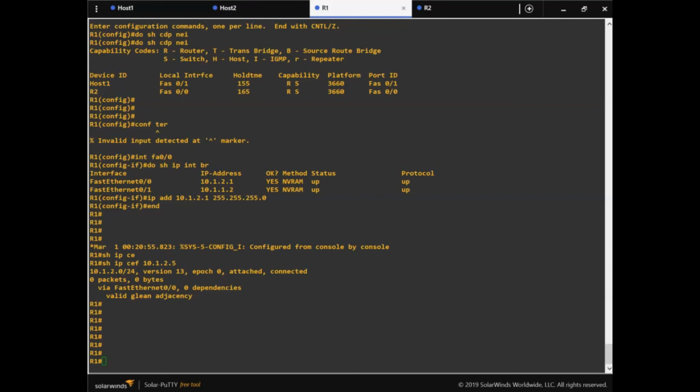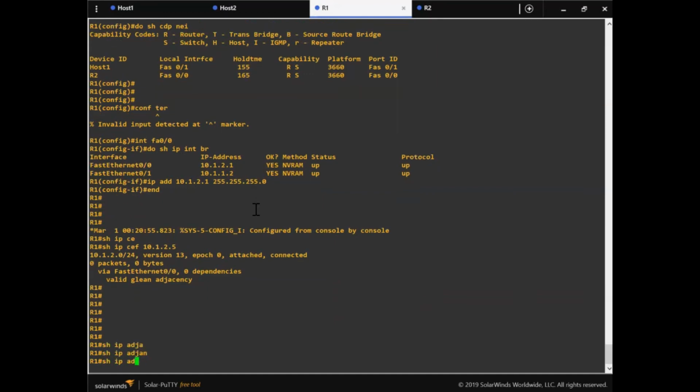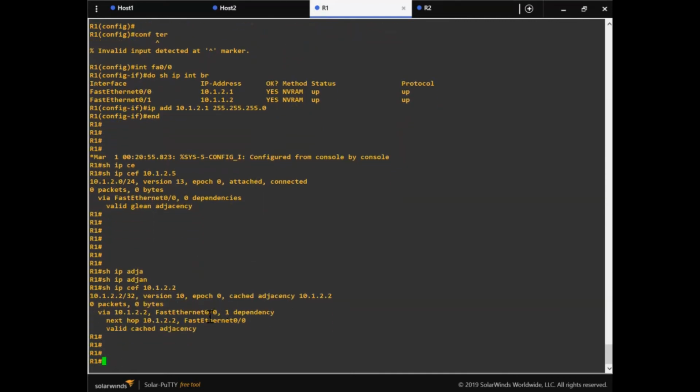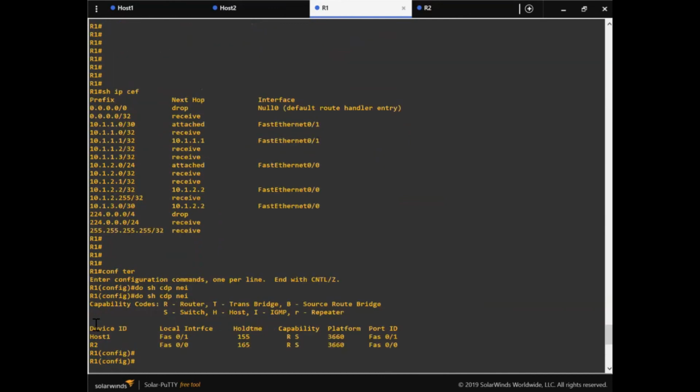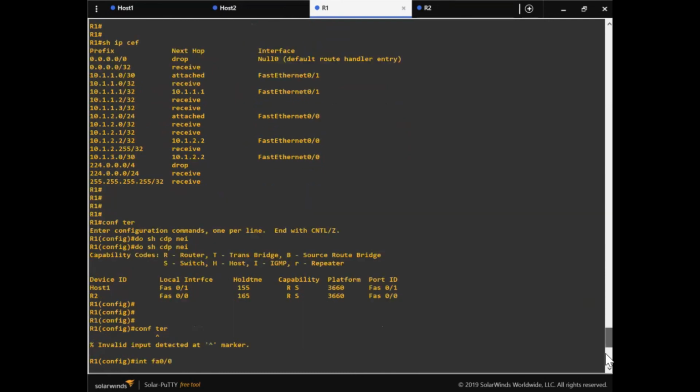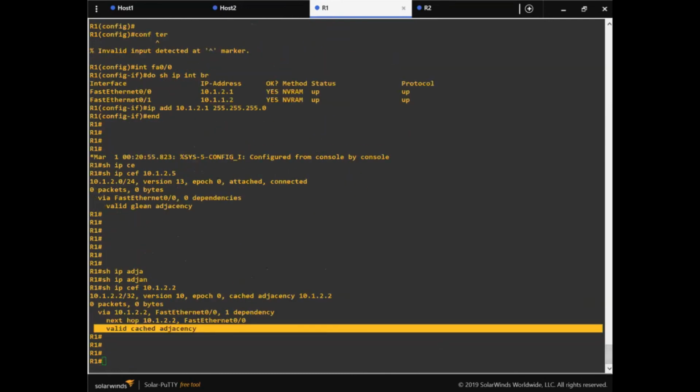Maybe in this scenario, if I check show IP CEF for 10.1.2.2, can you see? Since you have already pinged it, this entry is cached. And since it is cached, it is showing you that yes, I am aware about it. It is well cached in my cache table. Yes. Okay.